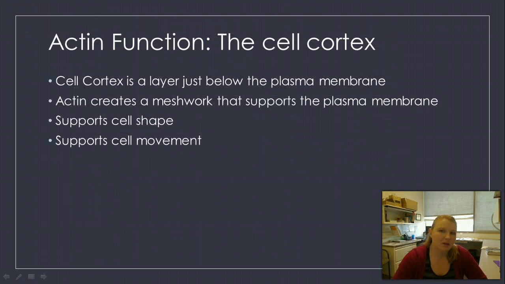The main function that I want you to focus on for actin is creating the structure known as the cell cortex. The cell cortex lays just below the plasma membrane and creates a meshwork that supports the plasma membrane. Remember, we've talked about the plasma membrane, how fluid it is, how it's moving all the time. Hopefully at some point you've wondered, how is it possible that this fluid membrane is acting as the barrier to the cell? Well, it's not just that. It has this cell cortex underneath that helps make sure it maintains cell shape, and if it's a cell that can move, it supports cell movement. We're going to talk about cell movement in the next slide.